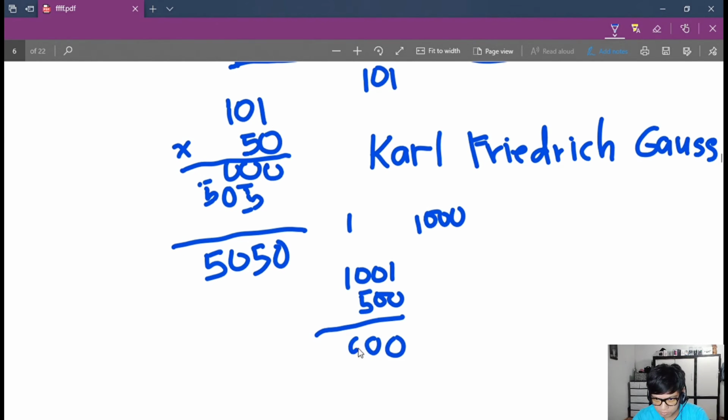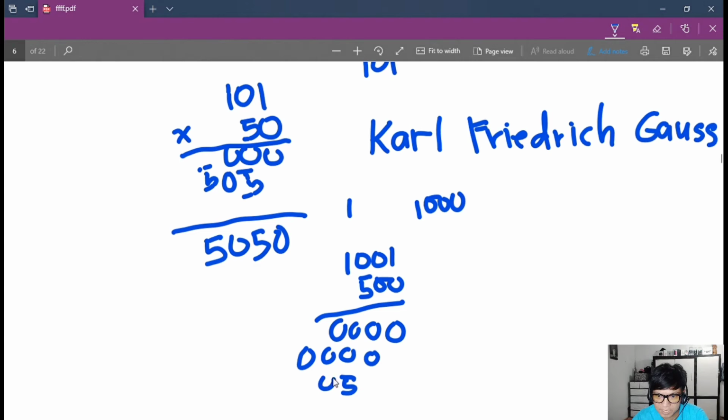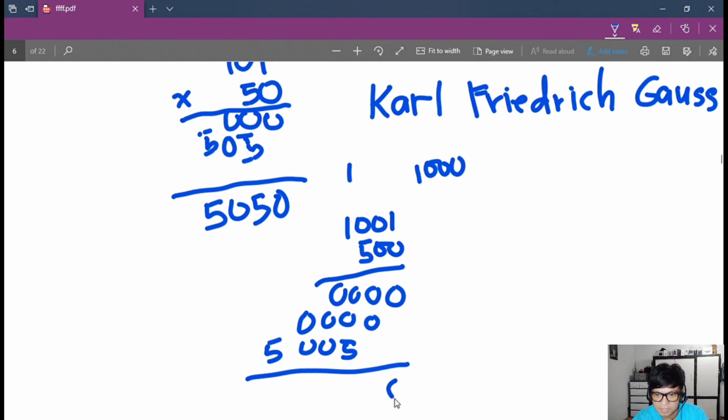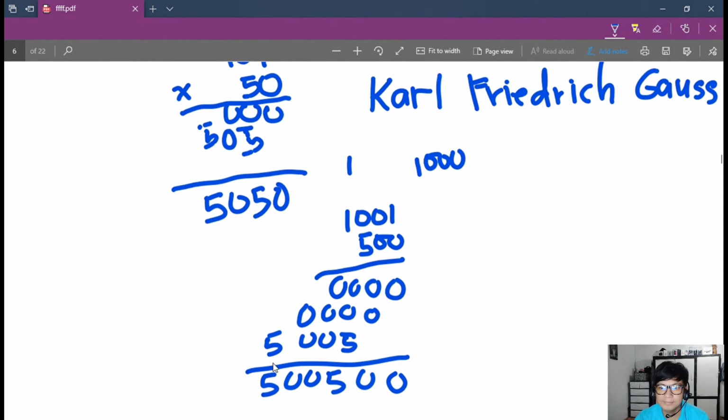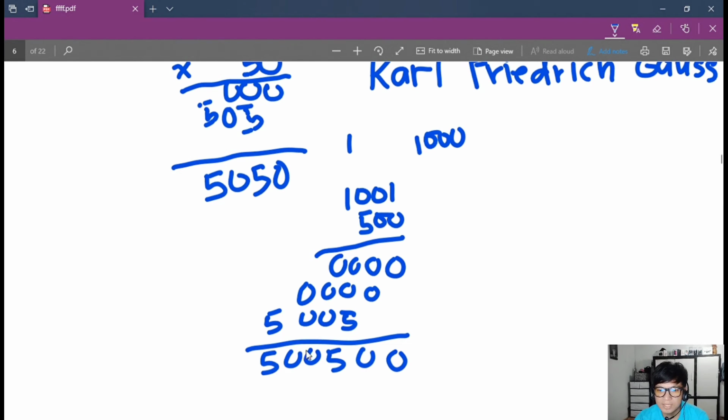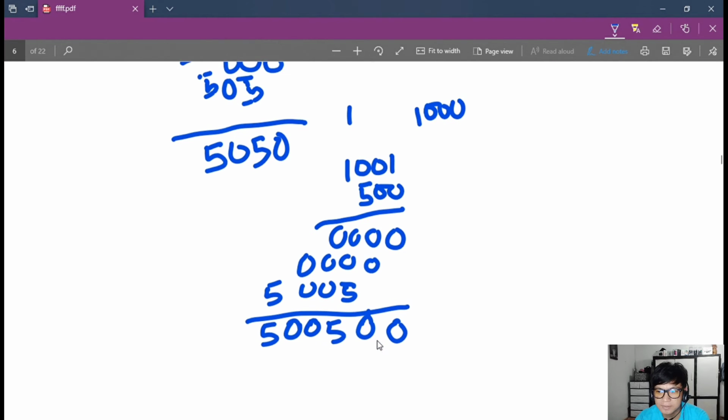So, the answer is 500,500. So, yan yung sum ng from 1 to 1,000. So, ganun kadali magkuha ng sum. Kahit wala na kayong calculator, you can automatically find the sum of a given sequence.